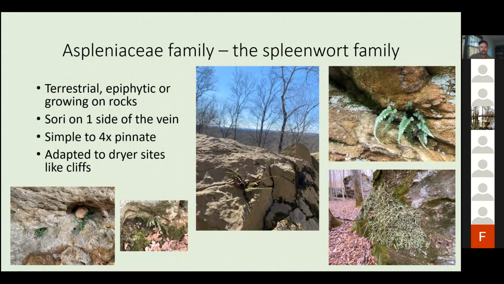So going into the Aspleniaceae family, this is the spleenwort family. These are plants that are terrestrial or epiphytic, growing on rocks. And the sori are found on one side of the vein. They're typically simple to 4 times pinnately compound, and generally are pretty adapted to much drier sites like cliffs. And so you can see here, all of these plants in the Aspleniaceae family and these conditions that they've evolved to live in, lots of dry, rocky habitats.